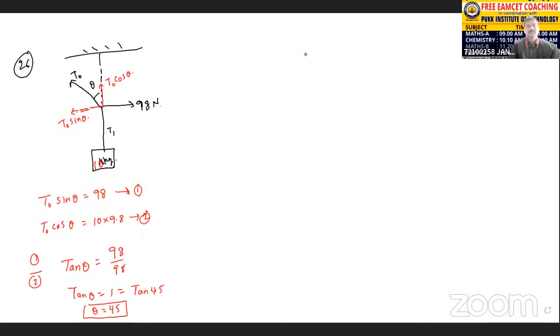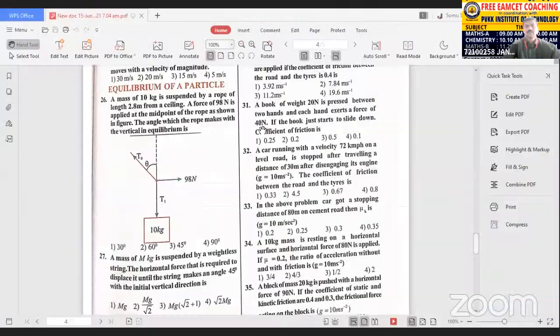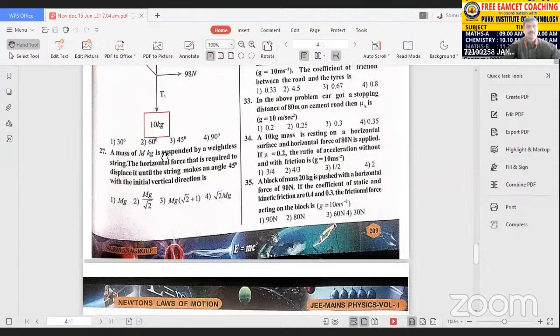Next problem. A mass of m kg is suspended by a weightless string. The horizontal force required to displace it until the string makes an angle of 45 degrees with the initial vertical direction is: first option mg, second option mg by root 2, third option mg into root 2 plus 1, fourth option root 2 mg. Okay.